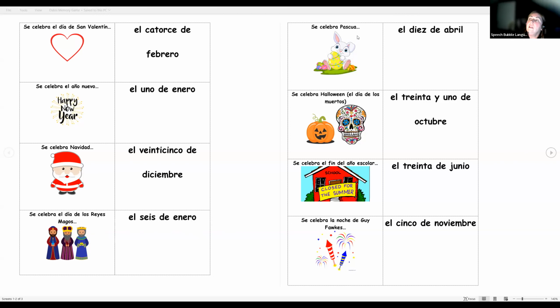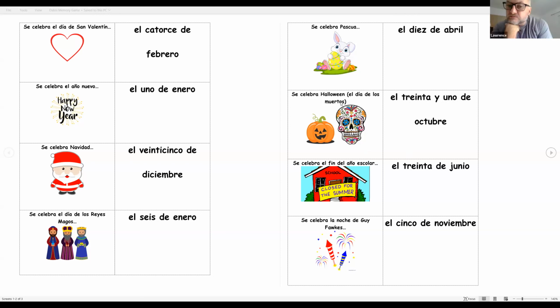Okay. This is not always the same day in Abril, but for the purposes of this, we've got El 10 de Abril. What happens in El 10 de Abril? Easter. Okay, Pascua. Okay. El 31 de octubre. El 31 de octubre. Halloween.